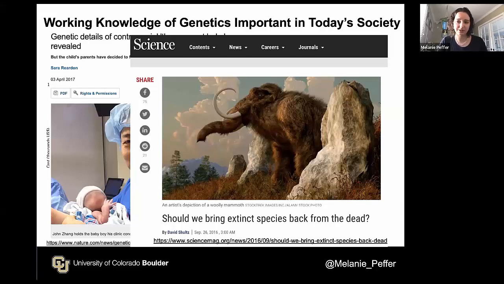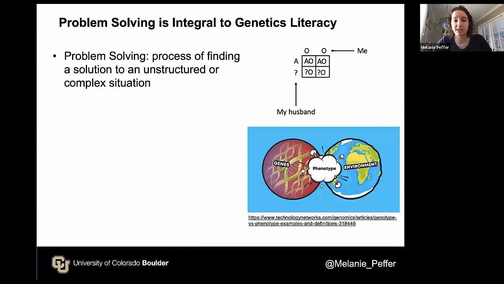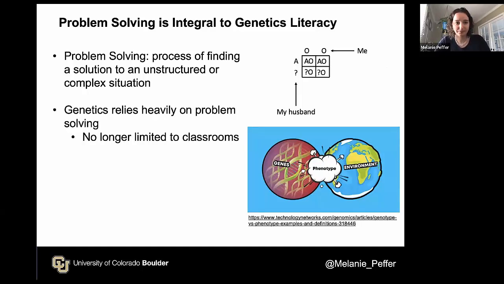As all of these new technologies come up, there's new room for consumer decisions, and there are a lot of ethical and policy decisions that now need to be made. So a working knowledge of genetics is really, really important for society and for reaching overall genetics literacy. And problem solving is an important process to genetics literacy. This is the process of finding a solution to an unstructured or complex situation. Genetics as a discipline relies very heavily on problem solving. As I mentioned in the introduction to this talk, this isn't limited to classrooms anymore. You can get your genetic information and start needing to solve problems in the real world.